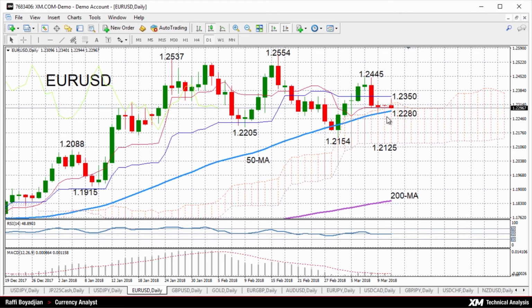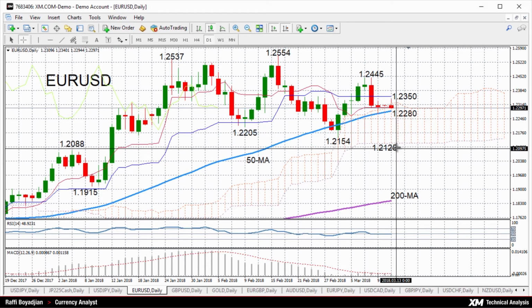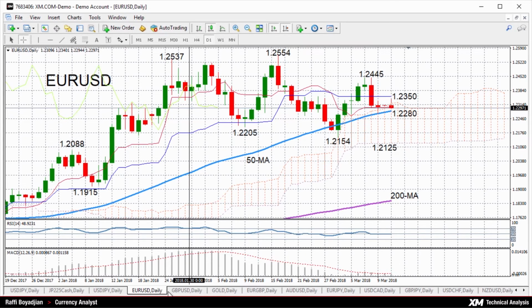A drop below the 50-day moving average would turn the near-term bias to a more bearish one, and then we could see the next support coming from around 1.2150. We can see 1.2454, a low from back in late February, and then the bottom of the cloud around 1.2125. So that suggests a potentially strong support area in that region.